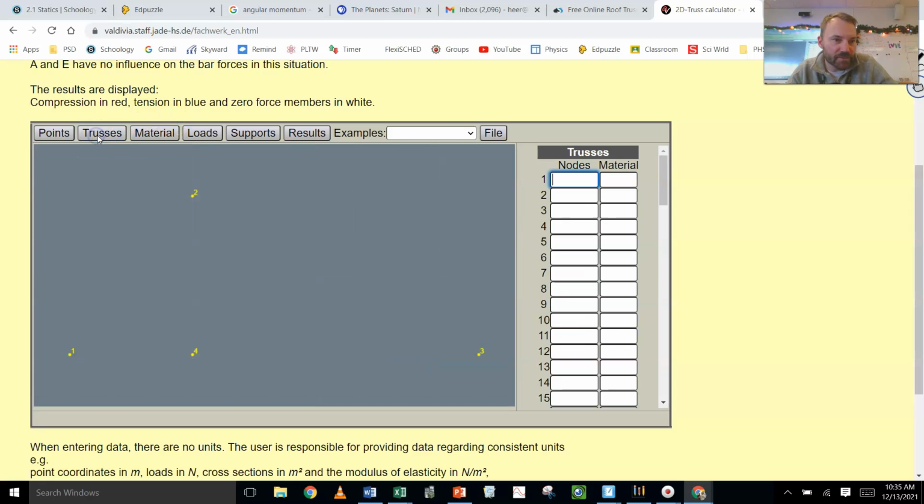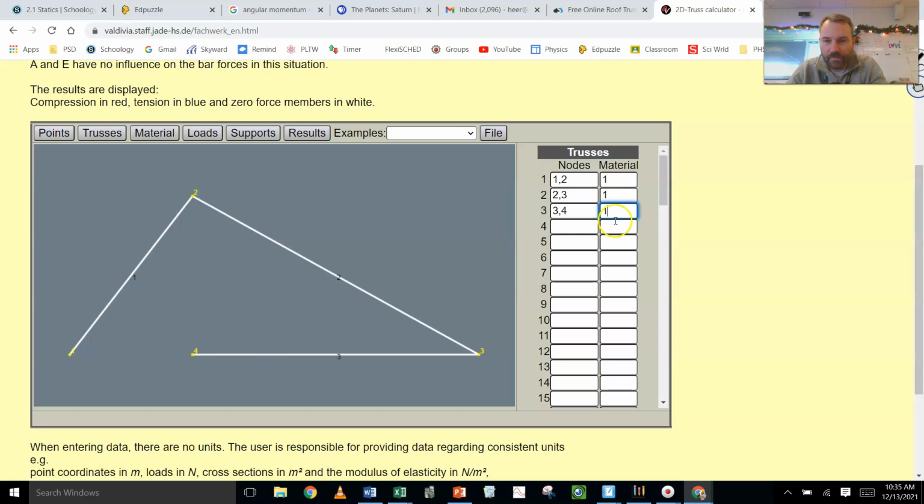The next thing I'm going to do is build trusses. So they're going to ask you for the nodes. My first one is going to go from 1 to 2. So I'm going to hit 1, 2, and then it's going to put a truss in there. And for my material, I'm just going to say 1. My next one's going to be 2, 3. My next one's going to be 3, 4. And then 4, 1. And then I'm going to go 2, 4.